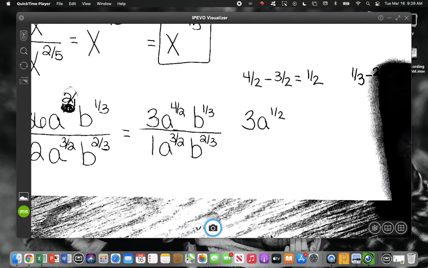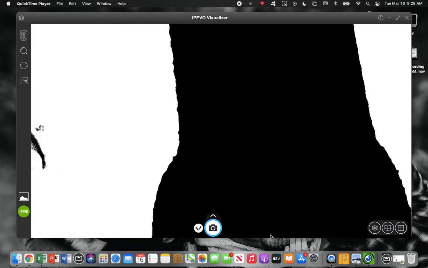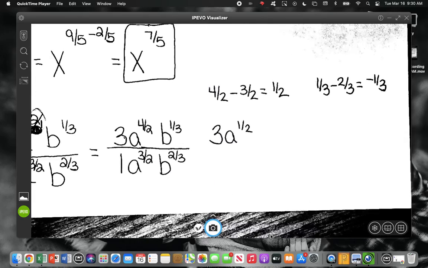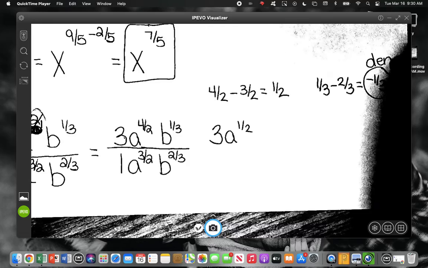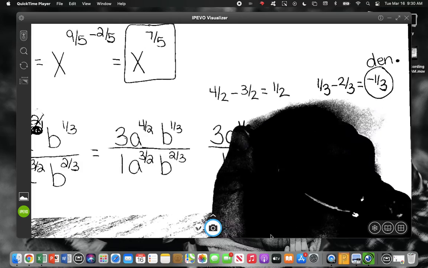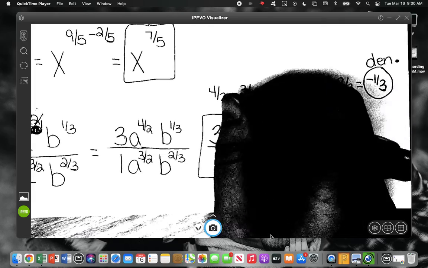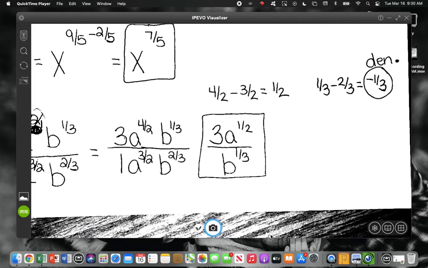Negative 1/3. Do you guys remember if we have a negative power, where do we write our answer? In the numerator or denominator? If we have a negative power, it's going to go in the denominator and it turns into a positive. So when we move it to the denominator, it becomes a positive. All right, so when we multiply, we add. When we're dividing, we subtract.